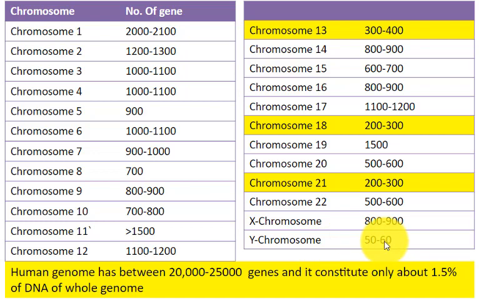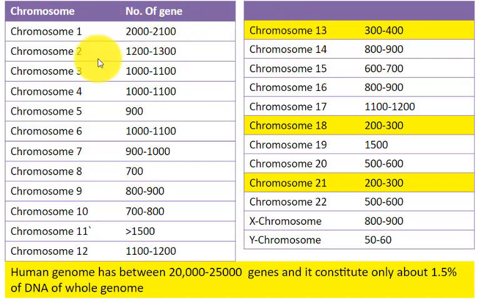The highest number of genes is present in chromosome 1 and the lowest in the Y chromosome. But among autosomes, the lowest number of genes is present on chromosome 21. That is the reason patients with Down syndrome live a little longer than other patients. Even Edwards and Patau syndrome patients, although we get a live birth, cannot live long.